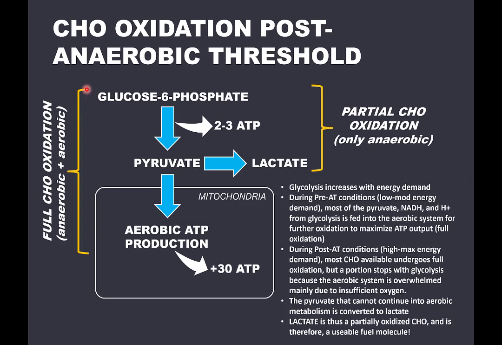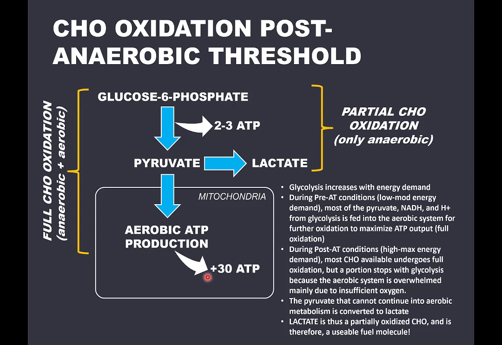Now in this slide, we can see this dynamic from a different visual perspective. So let's first turn our attention to the labeling on the left. As you can see here, full carbohydrate oxidation, so full oxidation of glucose 6-phosphate, involves anaerobic ATP production, which is glycolysis, plus aerobic ATP production, which as you can see here, comes after glycolysis and occurs in the cell's power plant, the mitochondria. This is where aerobic ATP production occurs. Now, what else do you see in the aerobic portion?